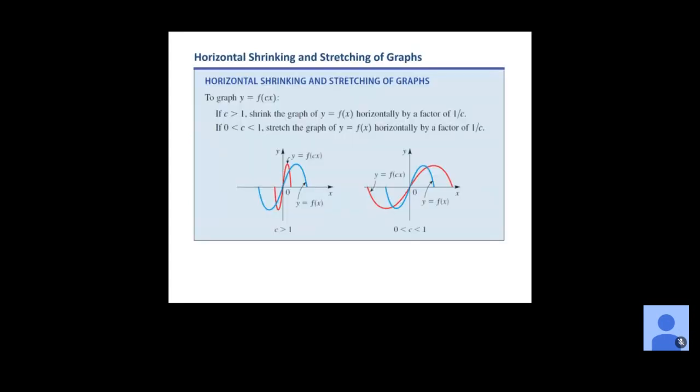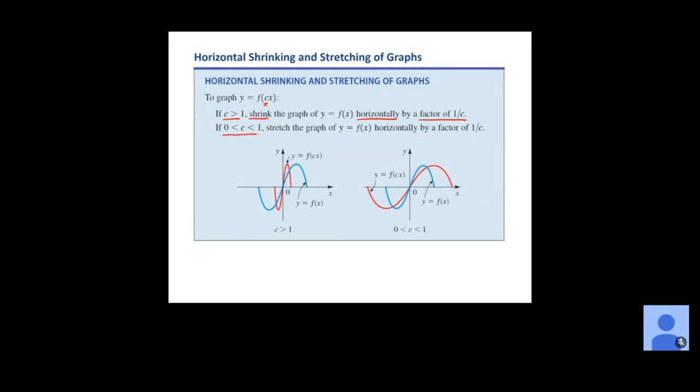All right, now our last type of transformation we're going to look at here is a horizontal stretch or shrink. So if instead of having a c value multiplied on the outside of the function, now our c value is on the inside instead. If that c value is bigger than 1, then it's going to shrink horizontally by a factor of 1 over c. So notice here, we're not just using the c value, we're taking the reciprocal of c, putting 1 over c, and that's going to give us the factor that we're shrinking by.